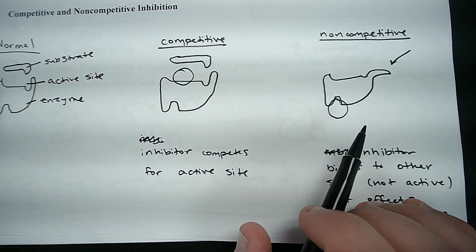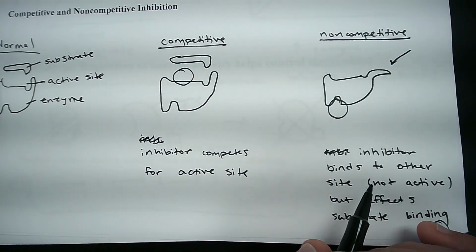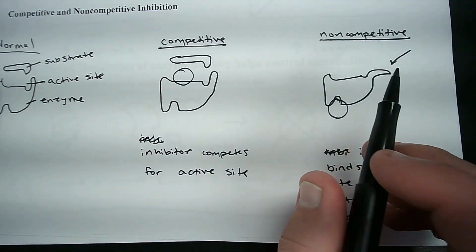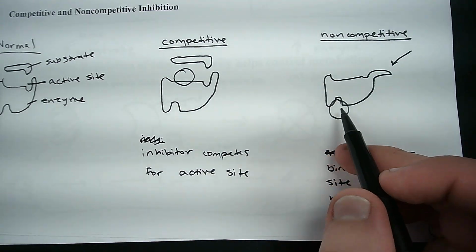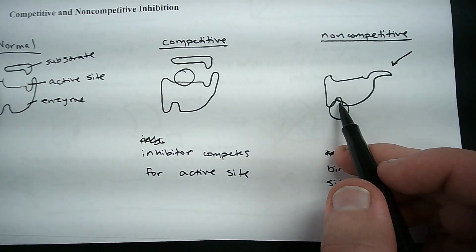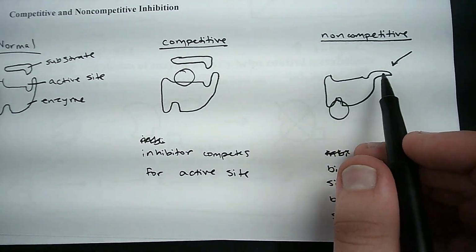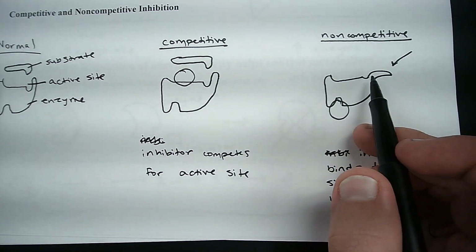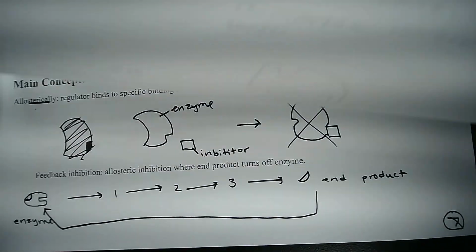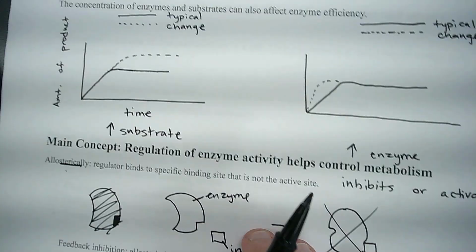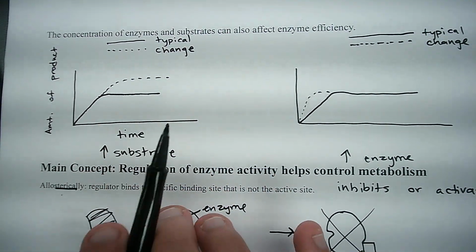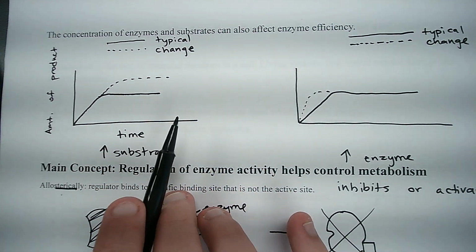We also have non-competitive inhibition. This is an inhibitor that binds to a site other than the active site, but it still affects the binding. So notice this right here, this inhibitor can bind to this enzyme at this site, which is not the active site, and it can change the shape of the enzyme, and then it affects its function. It renders it not working.